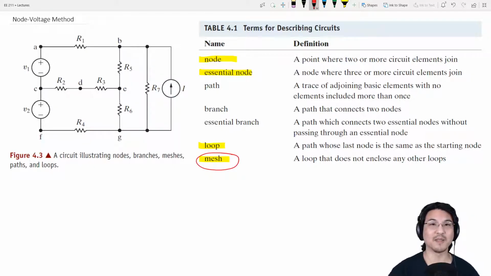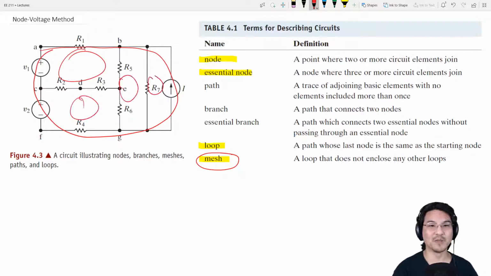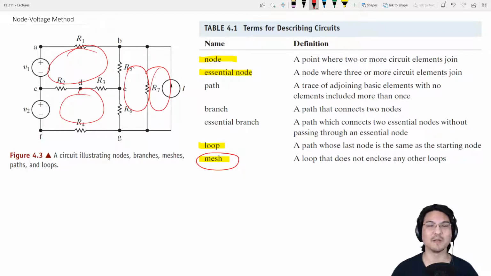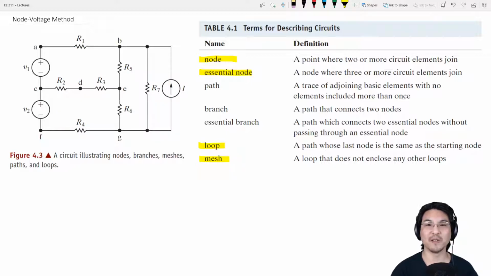A mesh is a loop that does not contain other loops. So this one is a loop, but it's not a mesh because it contains other loops. Meshes would be here, here, here, and here. We're going to need that for a method we'll talk about in another video called the mesh current method. For now, let's focus on nodes.